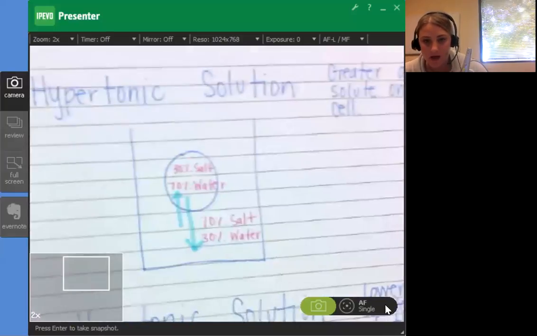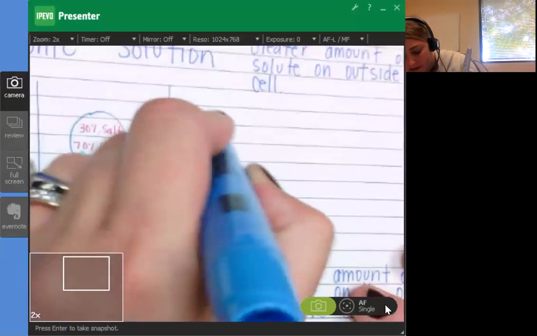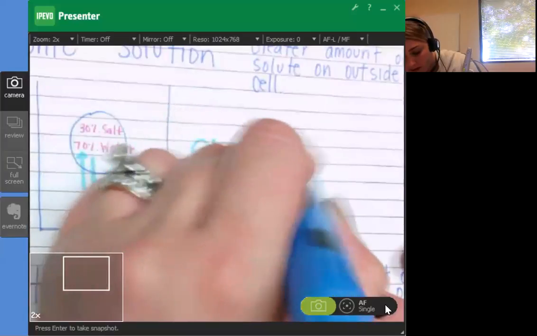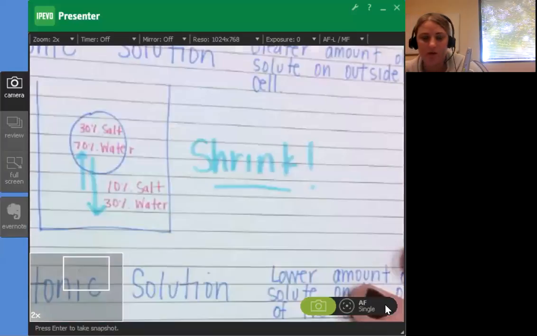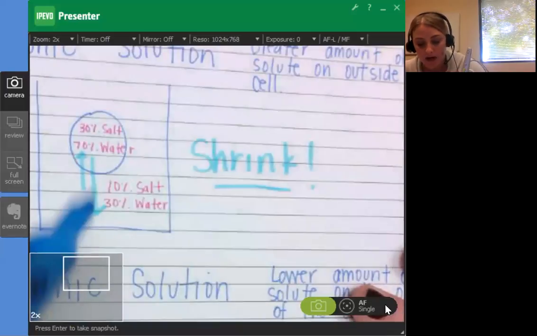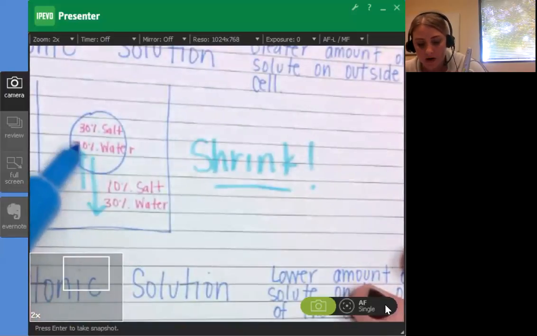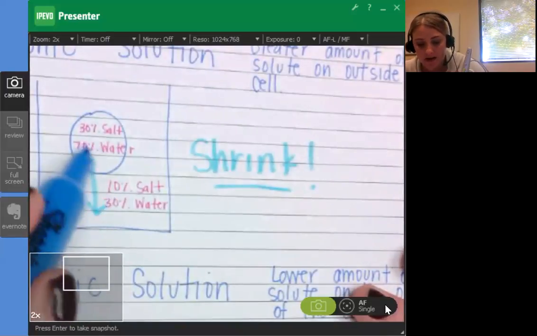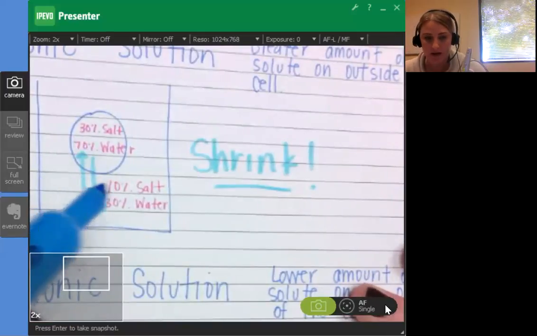So what is this cell going to do? This cell is going to shrink. The greater net movement of water is out than it is in. So it's going to shrink.